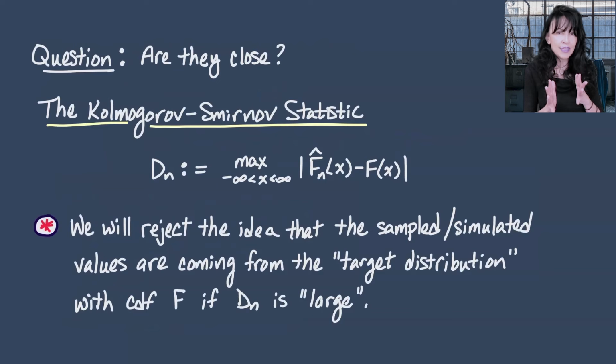How small does this need to be for us to be comfortable saying we did the right thing? Can we get a so-called critical value that if D sub n surpasses that value, we're going to say, no, these are too far, my simulation is wrong?